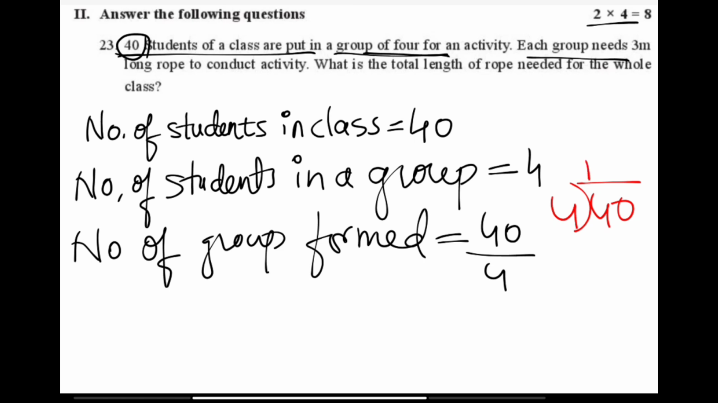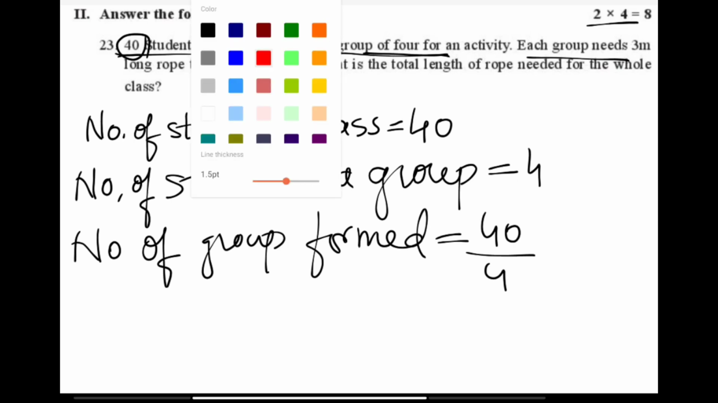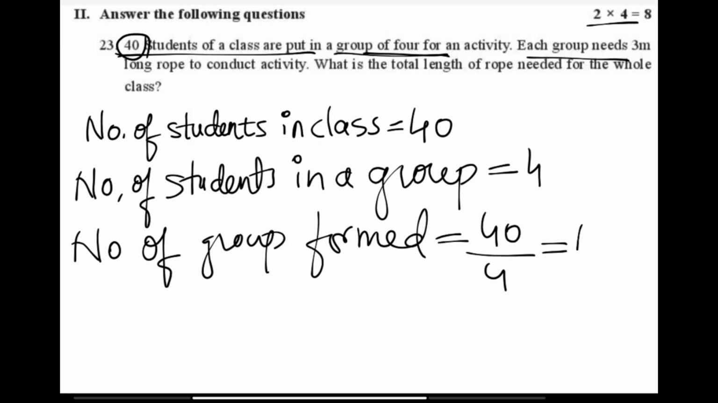4 ones are 4. So 4 minus 4 is 0. We'll bring this 0 here. Nothing is there, so it will be 0. So what is our answer? 10 is our answer, right? So we'll write this 10 here. So the number of groups formed is 10. Right, so in each group 10 students are there.